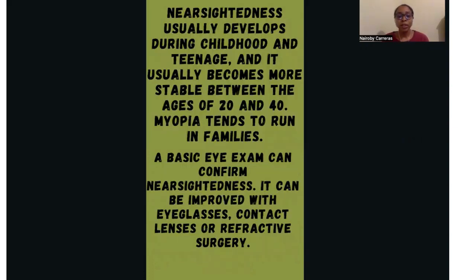Nearsightedness usually develops during childhood and teenage years, and it usually becomes more stable between the ages of 20 and 40. Myopia tends to run in families. A basic eye exam can confirm nearsightedness. It can improve with eyeglasses, contact lenses, or refractive surgery.